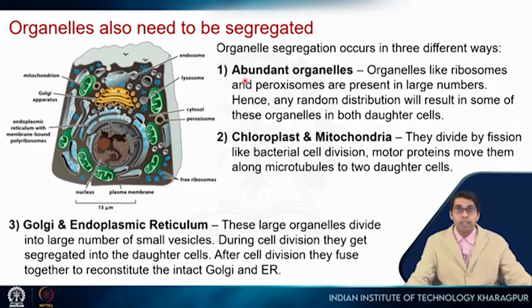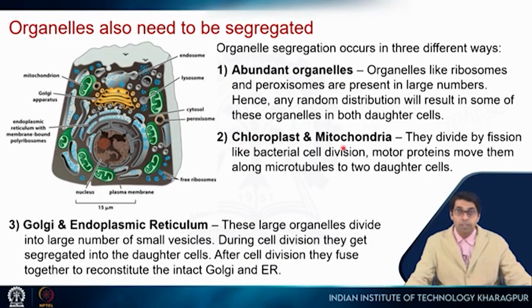The first one is for abundant organelles. Organelles like ribosomes and peroxisomes, which are present in large numbers. So ribosomes will be scattered throughout the cell, right? Now if the cell divides like this, you will have enough ribosomes in the two daughter cells. So it's just by sheer number they are distributed into the two daughter cells.